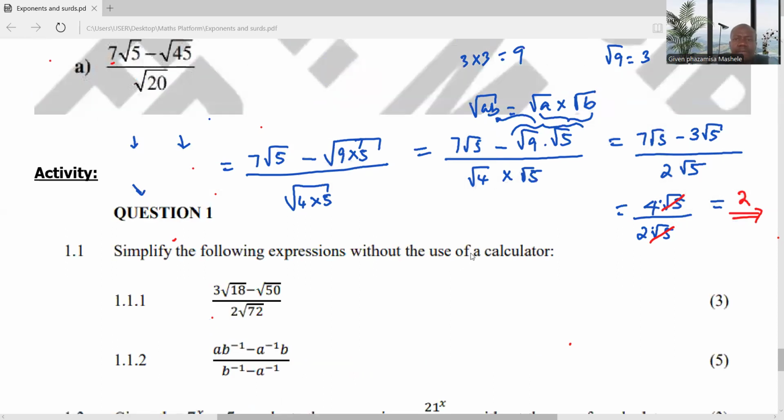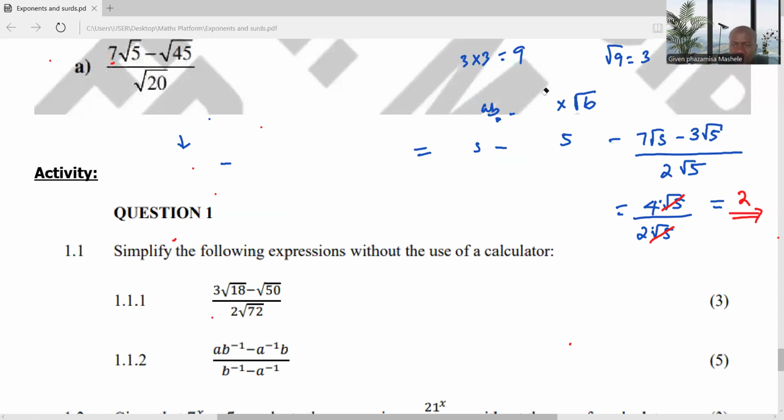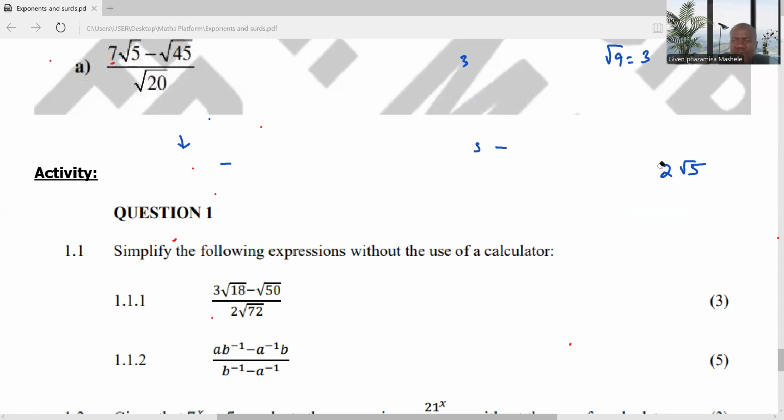Then here it's an activity that you can do, guys. You can go through this activity. 1.1, it's almost the same as the one that I just addressed now. So you can try to solve it and check if you're getting the answers correct.